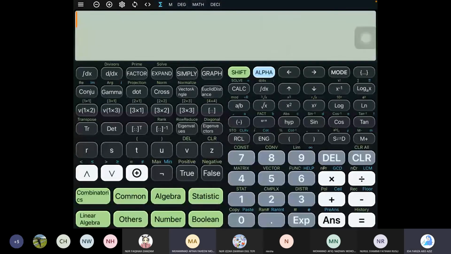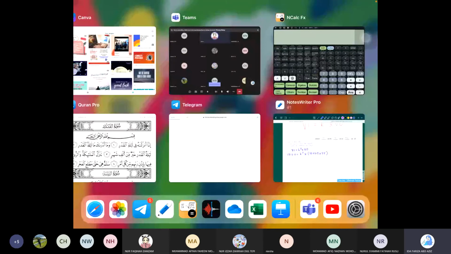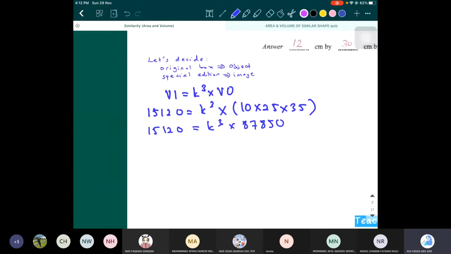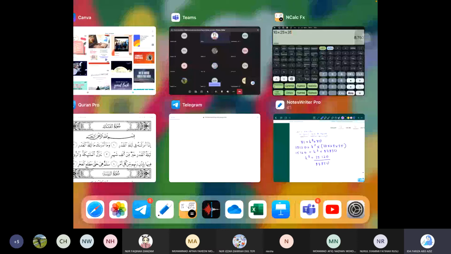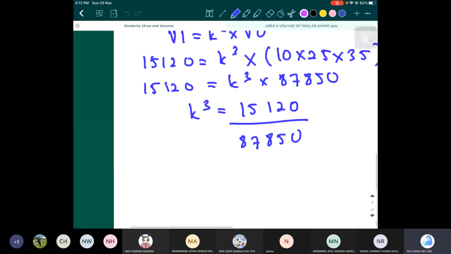8750. Very good. So we write 15120 equals K cube times 8750. Now, to get K cube, it is 15120 over 8750. 10 times 25 times 35. Oh, 8750. Sorry, I wrote it wrongly. It's 8750. There is no 8. Okay.